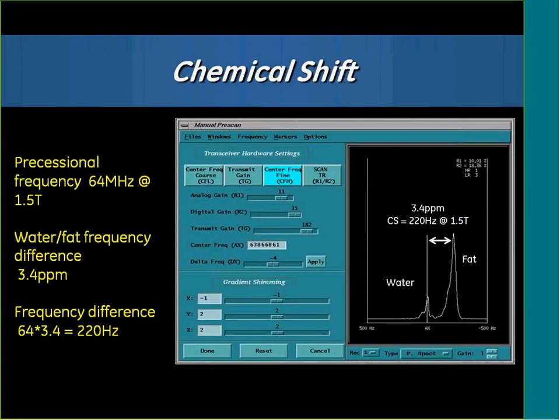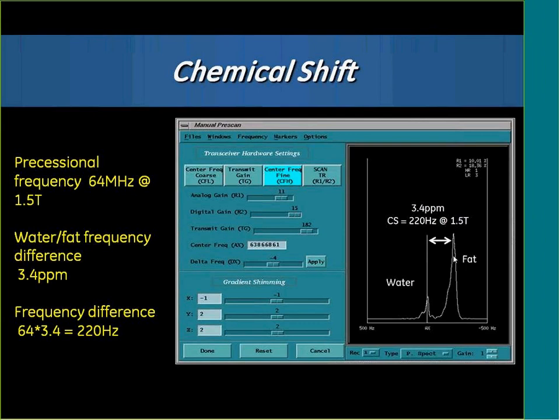So what we have is that at 1.5 Tesla, water and fat precess at a 220 hertz difference in precessional frequency. The nominal precessional frequency for water is 64 megahertz, and we can see here that fat is precessing about 220 hertz lower than water. This is due to the shielding of the electrons around the protons in the fat molecules.